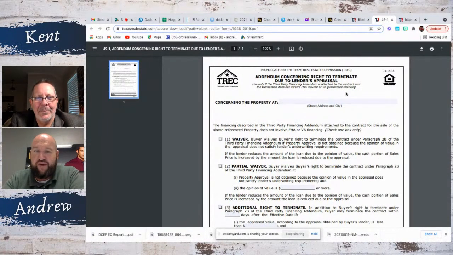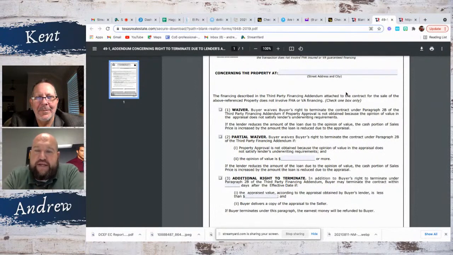So if you have a VA loan and use this form, I'm going to laugh at you. Don't do it. The financing described in the third-party financing addendum attached to the contract for the sale of the above referenced property does not involve FHA or VA financing. So it says it twice in this contract. Before you do anything, do not use it with FHA or VA financing. So please, please, please understand that.